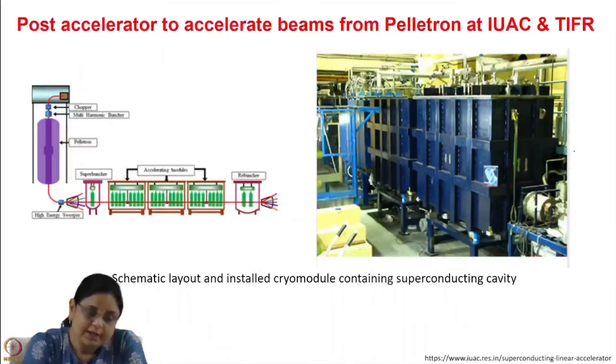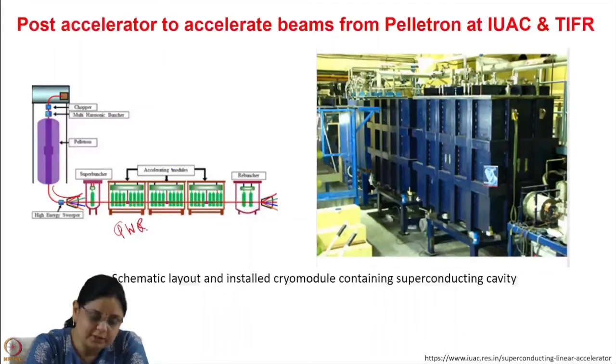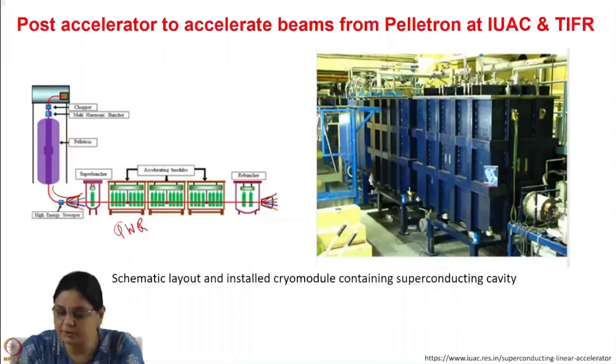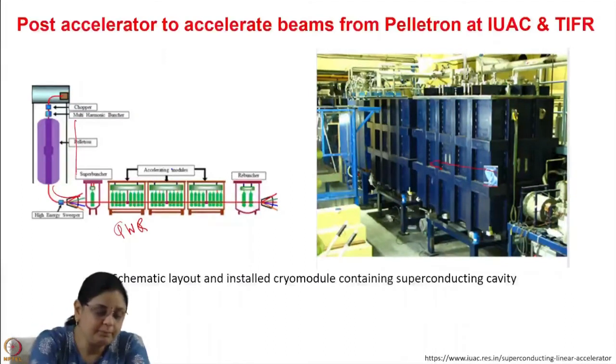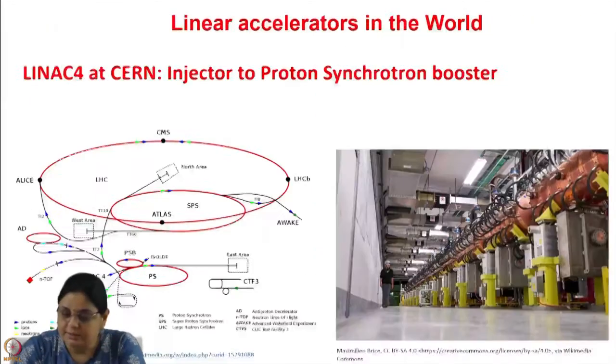So the energy, as you know, in a DC accelerator is limited. If you want to increase the energy of the beams coming out from the Pelletron accelerator, a post accelerator consisting of quarter wave resonators has been installed. Here is a picture of the cryostat. These are superconducting accelerators. So using this post accelerator, the energy of the beam coming from the Pelletron accelerator can be increased.